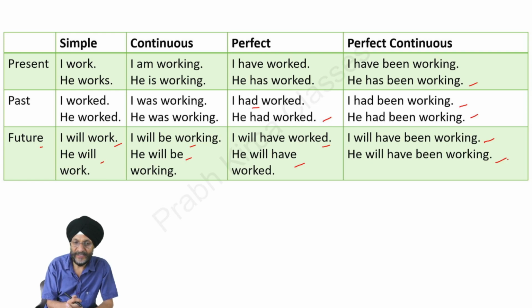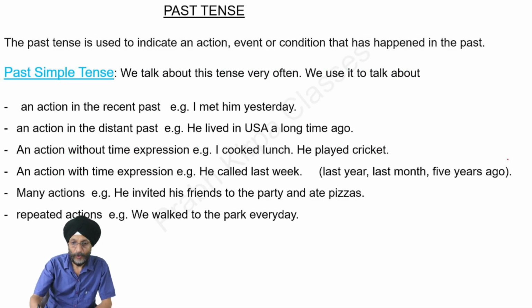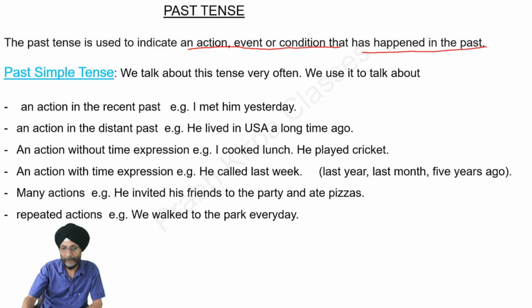We have already discussed in the previous course all the types of present tense. And now in this course, we will discuss the various types of past tense. Now, past tense. The past tense is used to indicate an action, event, or condition that has happened in the past. If we say that this is the timeline and this is the present and this is the past, whatever has happened in the past is discussed in the past tense.